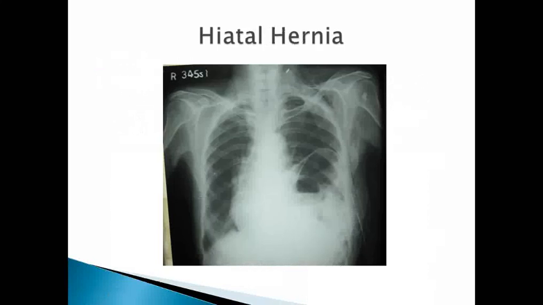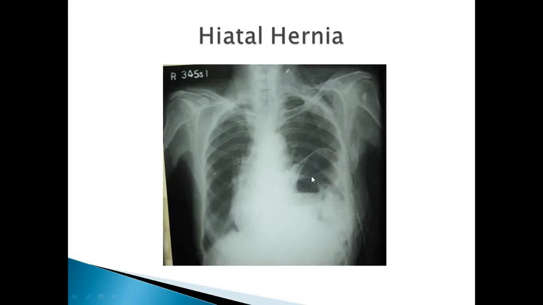So if you're looking at this, you might be like, oh my goodness, something's wrong with them. But if you look, that's air, because air is going to be either the black or the dark gray. As you can see, that's air. So then you have to think, okay, well look, it's coming from down here and it's kind of circular. Most likely that's a hiatal hernia.